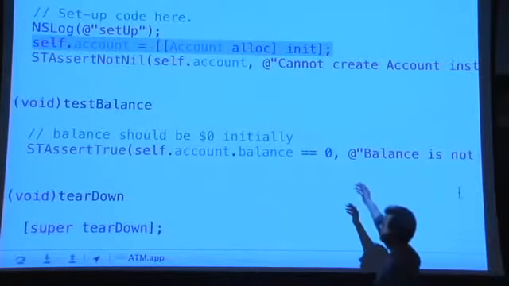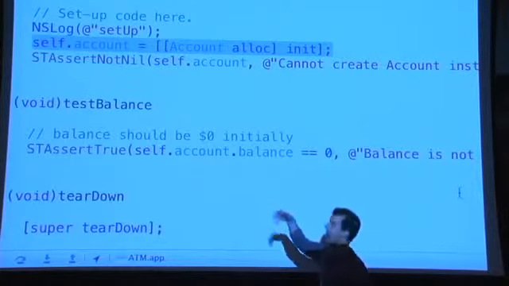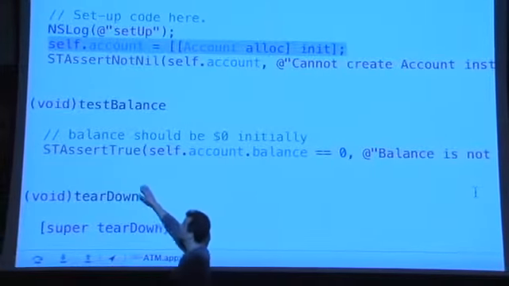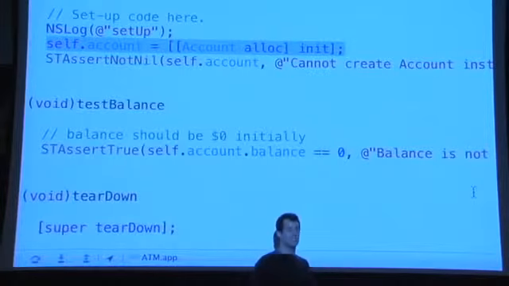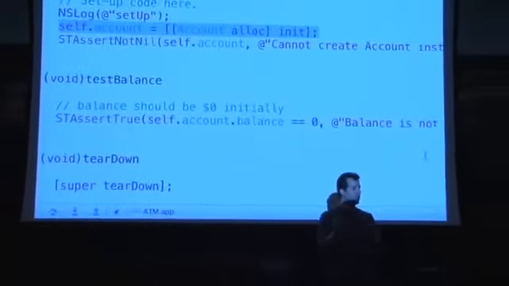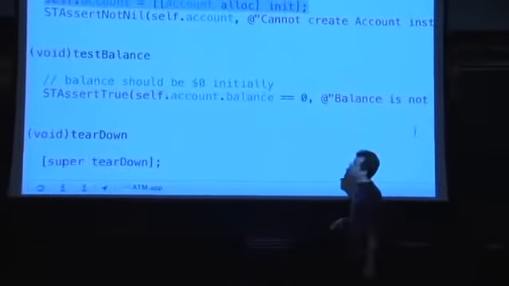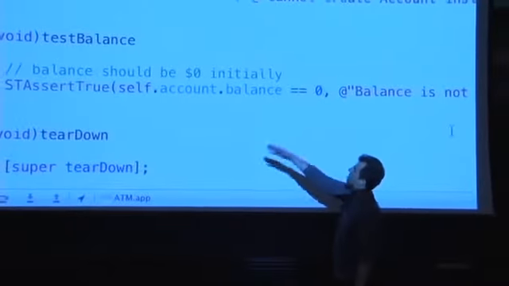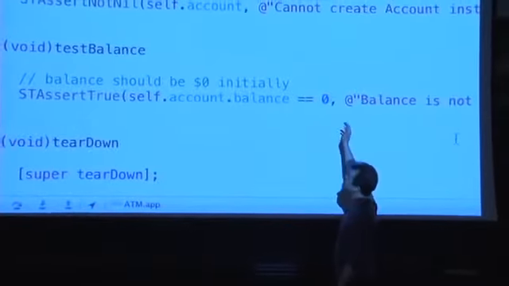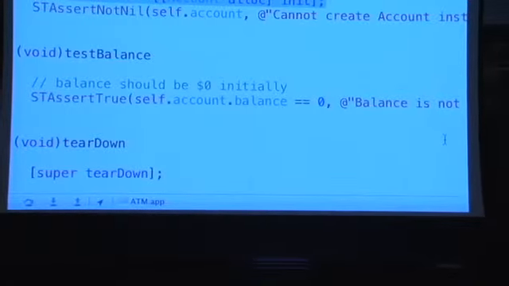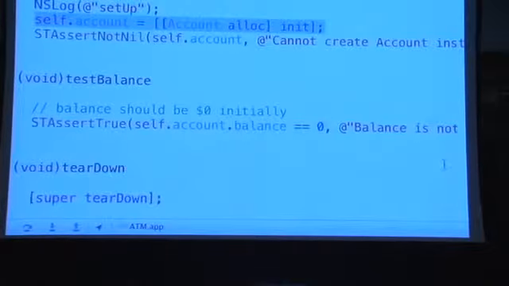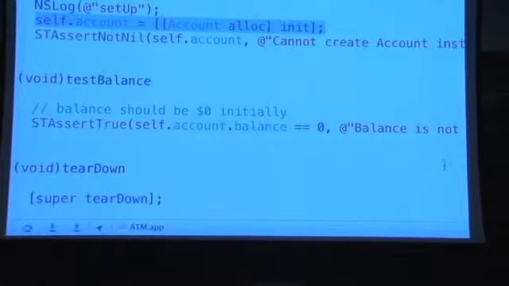I write a note to myself that balance should be $0 initially. How do I test this? In this case, I chose STAssertTrue, and you can infer now there's STAssertNil, STAssertFalse, and a whole bunch of others, and autocomplete should give you a list of the options. Self.account.balance equals 0. So that's a Boolean expression. It had better evaluate to yes or true equivalently. And if it doesn't, I'm going to see "balance is not $0."